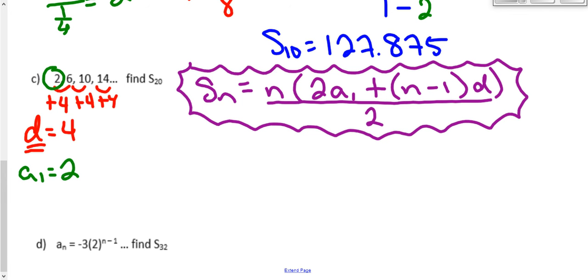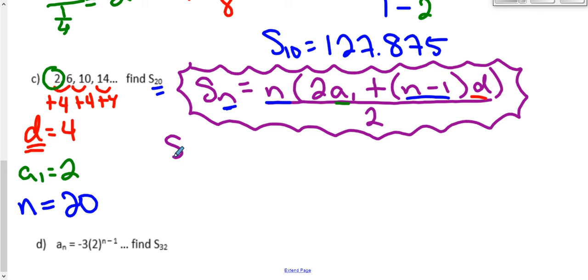So in this case, since we only know d and we know a sub 1, this is the best one to use. The only other thing that I would need to know besides d and a sub 1 is the n value. So let's go ahead and calculate n. We don't actually have to do much work. N is the very last term that we care about, and it says to find the S up to the 20th term. There's that n right there, so n equals the number 20.